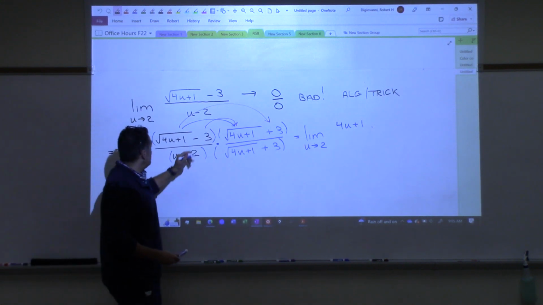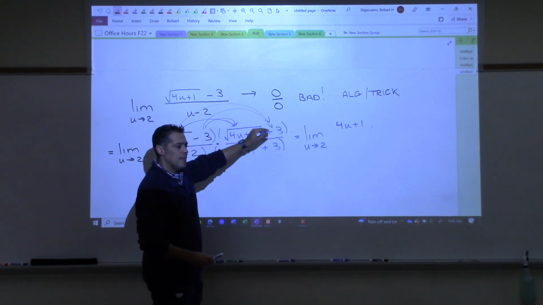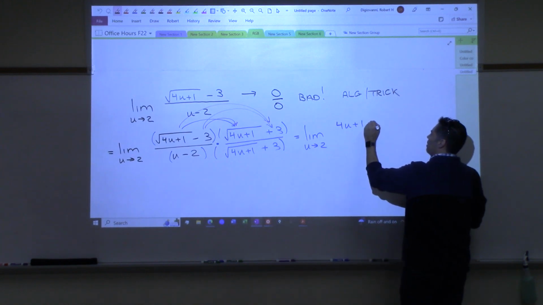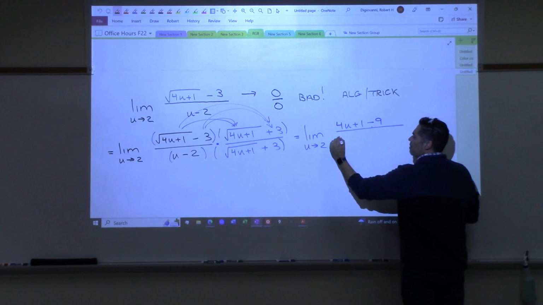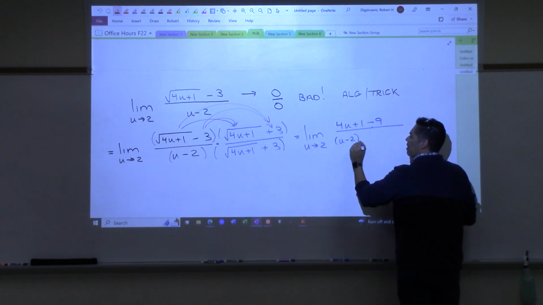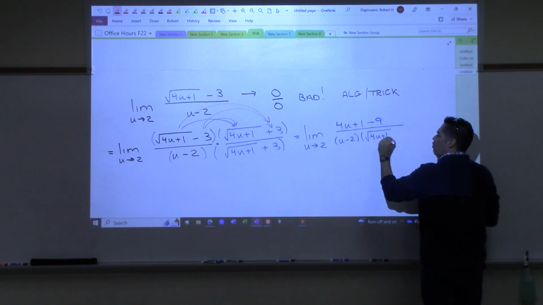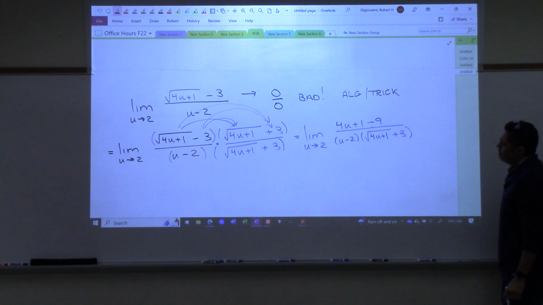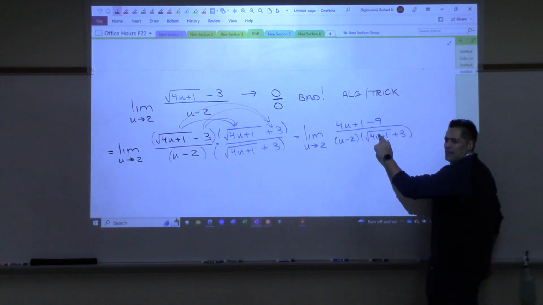So I really only have to concern myself with the negative 3 times the positive 3, and that's going to be minus 9. And then all of this is over u minus 2, and then I still have the square root of 4u plus 1 plus 3 in parentheses. And what does that numerator turn into? I can simplify that. That's 4u minus 8, right?